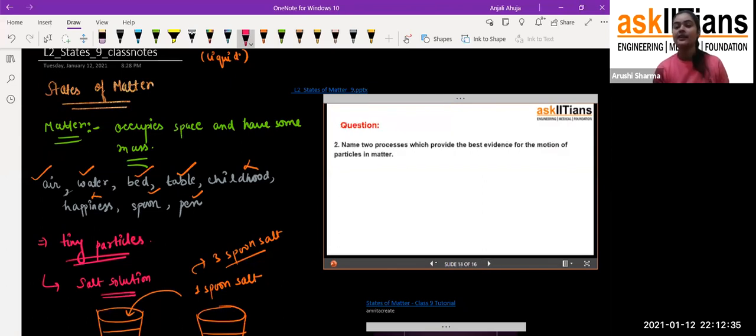Okay. Name two processes which provide the best evidence for the motion of particles in matter. What could be the names of the processes that give evidence that the particles of matter are always in motion? So students, I have told you one process right now. One is diffusion. That means particles are diffusing with each other, and that's how we get the smell of deodorants or something like that from one place to another place, or from one area to another area.